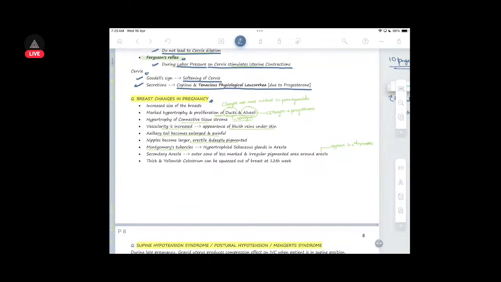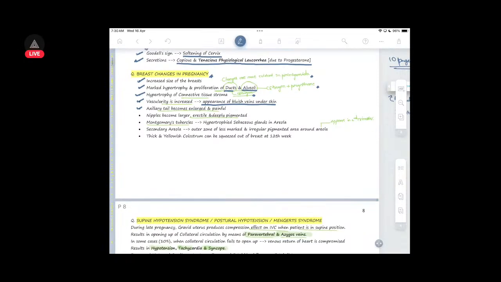Breast changes in pregnancy: there is increased size of breast, and marked hypertrophy and proliferation of ducts and alveoli will be there, due to estrogen. Changes are more evident in primigravida, and estrogen and progesterone will be there. Hypertrophy of connective tissue stroma will be there. Vascularity is increased, with appearance of bluish veins under the skin.